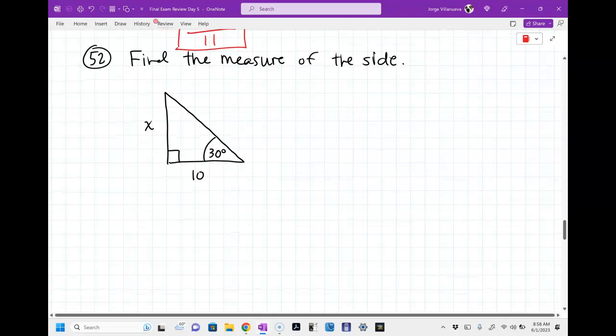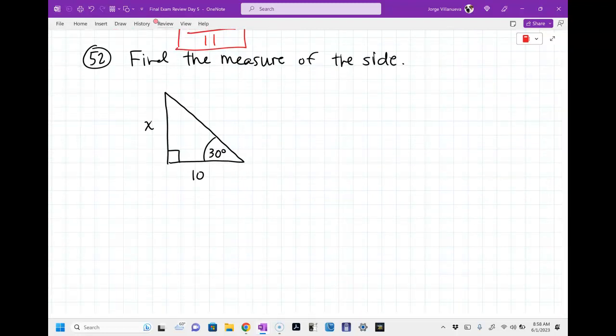Okay. Find the measure of the side. They gave me an angle of 30. They want me to find x, and I know the side 10. Which trig function will help me with this? Let's label it. I know this is my hypotenuse. X is opposite or adjacent to angle 30? Opposite, right? That means this has to be adjacent.